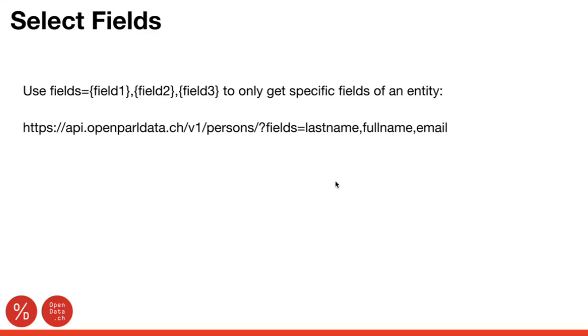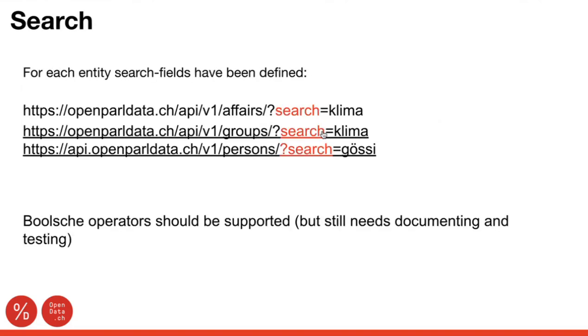You also have the possibility to simply get selected fields. So for example, if you just want the last name, full name, and email of a person, you can specify that here. Then we have a search. For each endpoint, we have defined several meaningful search fields where you can search.